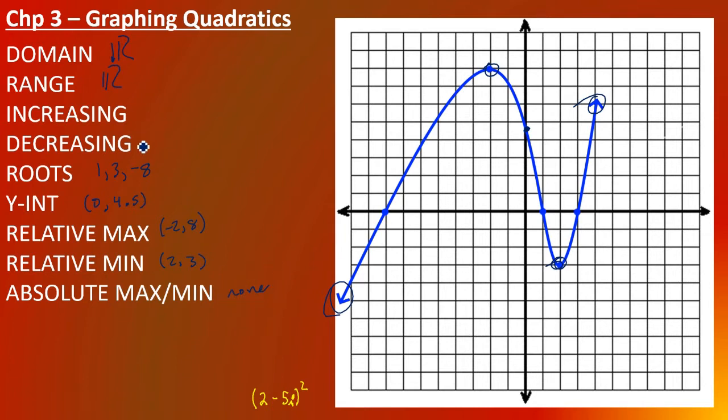All right, now intervals of increasing, decreasing. As I'm scanning the graph left to right, I'm asking, what is the y value doing as I go left to right? Well, it's increasing until I get to negative 2.